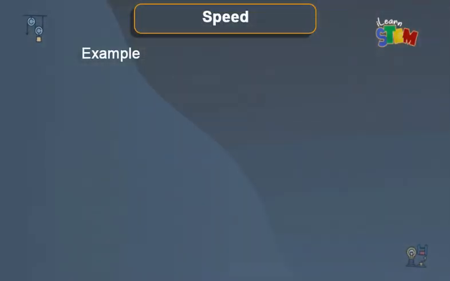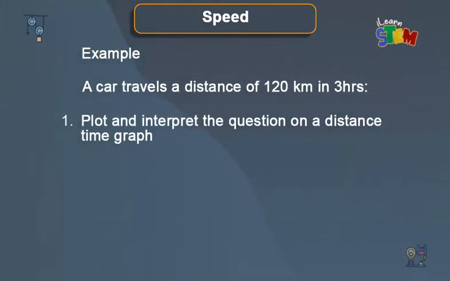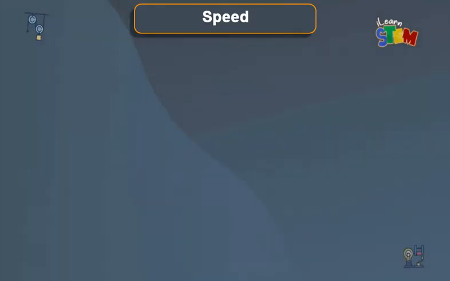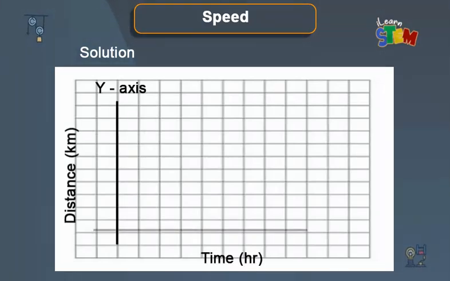Now, let's solve a practical question, so we can get a better understanding. A car travels a distance of 120 kilometers in 3 hours. Plot and interpret the question on a distance-time graph and then calculate its speed. Remember, distance is plotted on the vertical axis, which is the y-axis, and time is plotted on the horizontal axis, which is the x-axis. Next, we will have to decide a scale for each axis.